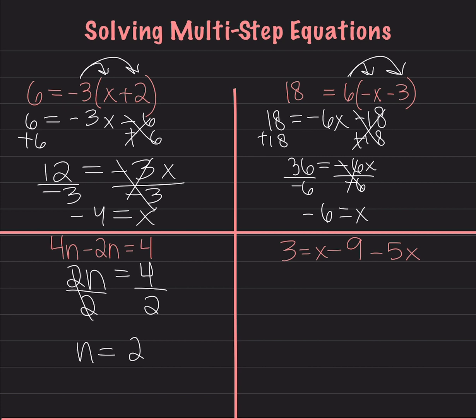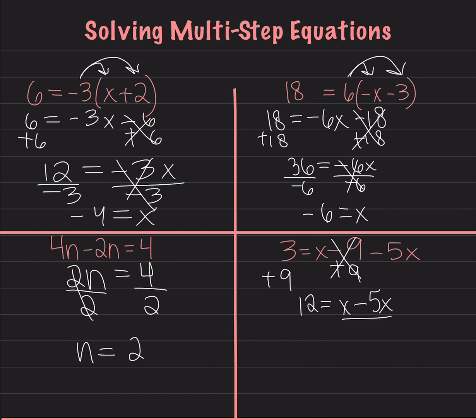Next, I have 3 equals x minus 9 minus 5x. Notice that I have this -9 over here. I can move it to the other side. That way, I will have my x's on one side. To do this, I will add 9 on both sides. -9 plus 9 is 0. This gets rid of the 9 on this side. Then I will do 3 plus 9, which is 12, equals x minus 5x.